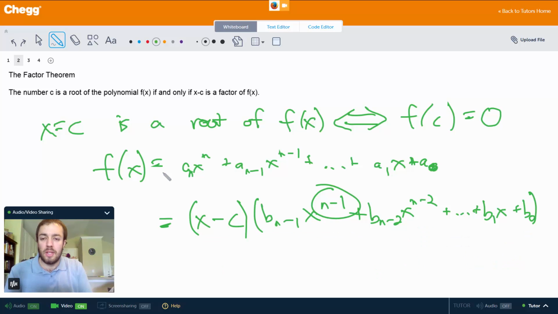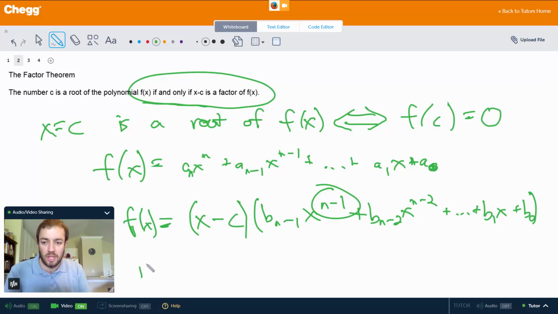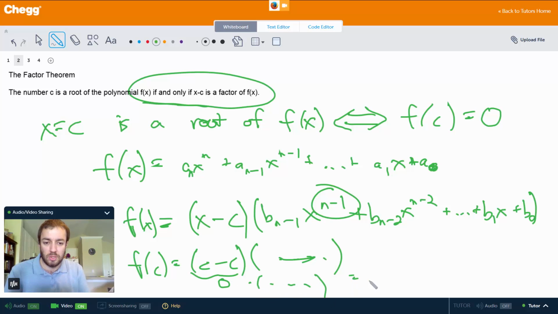So now let's go back to this. The number c is a root of the polynomial f of x if and only if x minus c is a factor of f of x. Here, if x minus c is a factor, what happens if we let x be c? Then we get f of c equals c minus c times a bunch of stuff in here. Who cares what's in here? Because c minus c is 0, so we have 0 multiplied by a bunch of stuff, which is just 0.